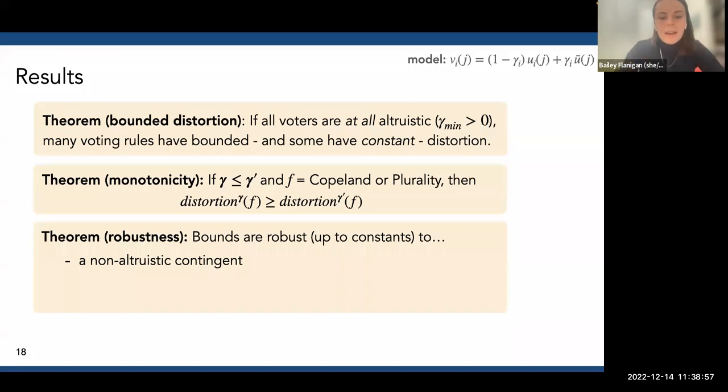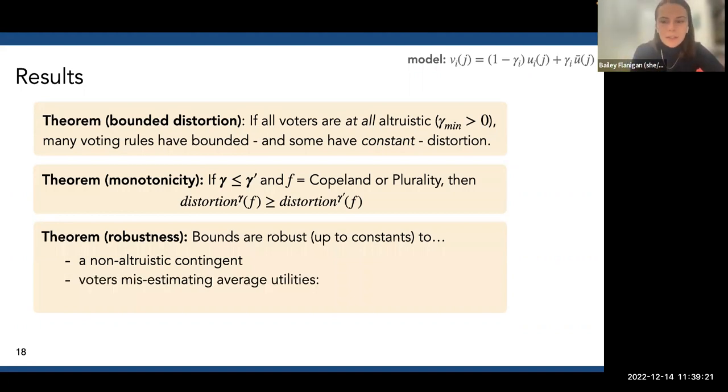First, we have robustness to a non-altruistic contingent. What that means is that if some people refuse to become altruistic, we can tolerate that up to some fraction of the population being non-altruistic. We can just lose a constant in proportion to the size of that contingent. If that contingent gets too big, we can immediately recover worst case examples. And so we give the threshold in the paper.